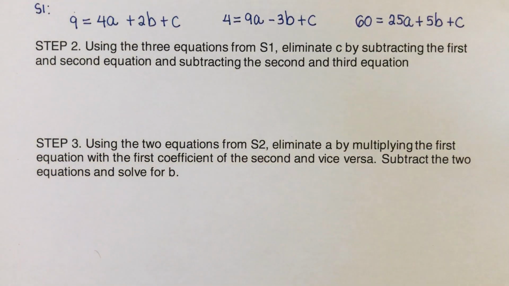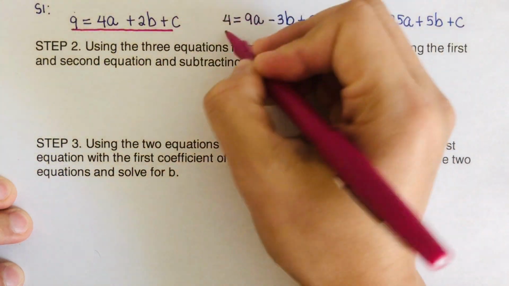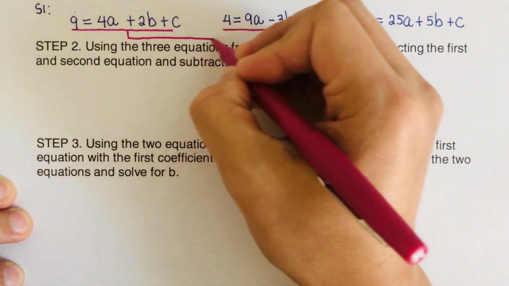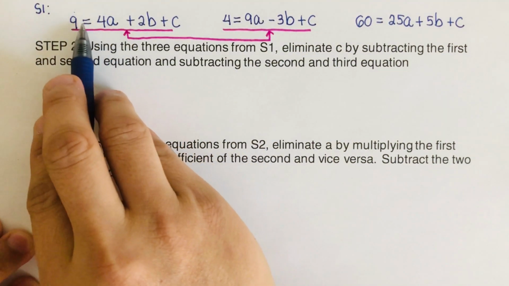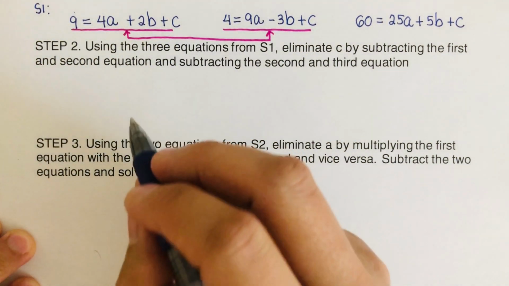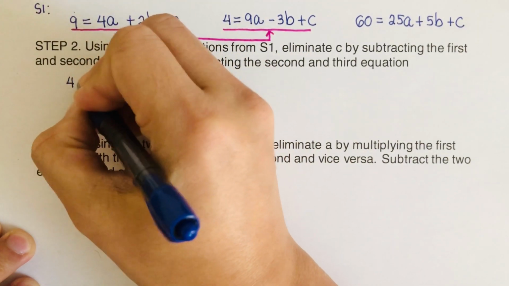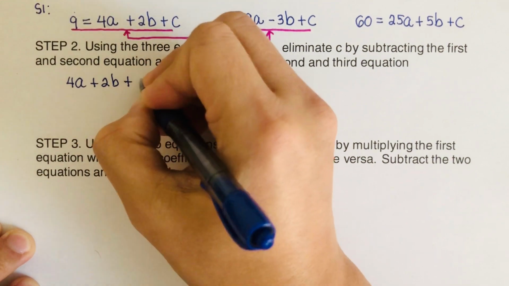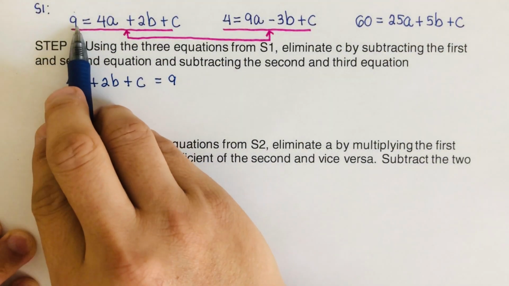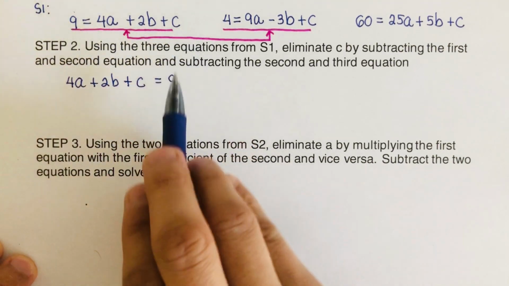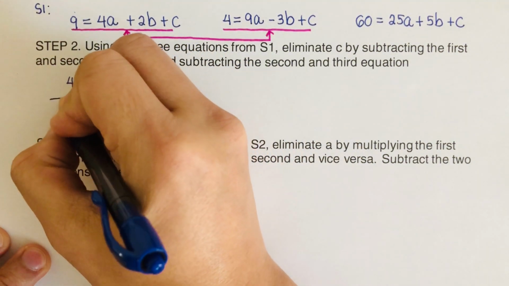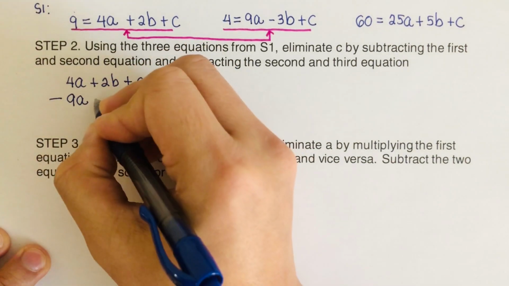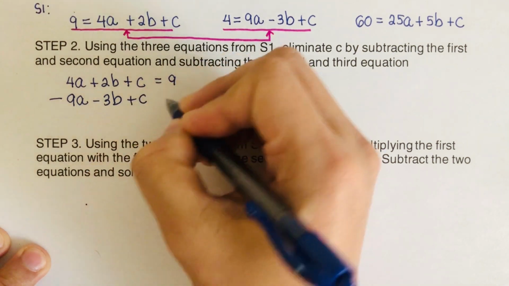What does this mean? We are going to pair these two up. So the first and the second equation will be subtracted. So I am going to subtract these two. We can rewrite this, the 9 can be placed right at the end, so I can rewrite this as 4a plus 2b plus c equals 9. I just repositioned the 9 on the end. It's the same thing because they're equal. Then we subtract it with the other one, minus 9a minus 3b plus c equals 4.